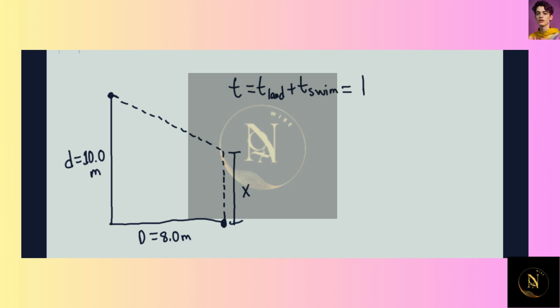This would be equal to the distance on land divided by the velocity on land, plus the distance in the pool divided by the velocity in the pool, the velocity at which the lifeguard can swim. And so t is going to be equal to x divided by v sub r, how fast the lifeguard can run, plus we're going to have to use Pythagorean's theorem.